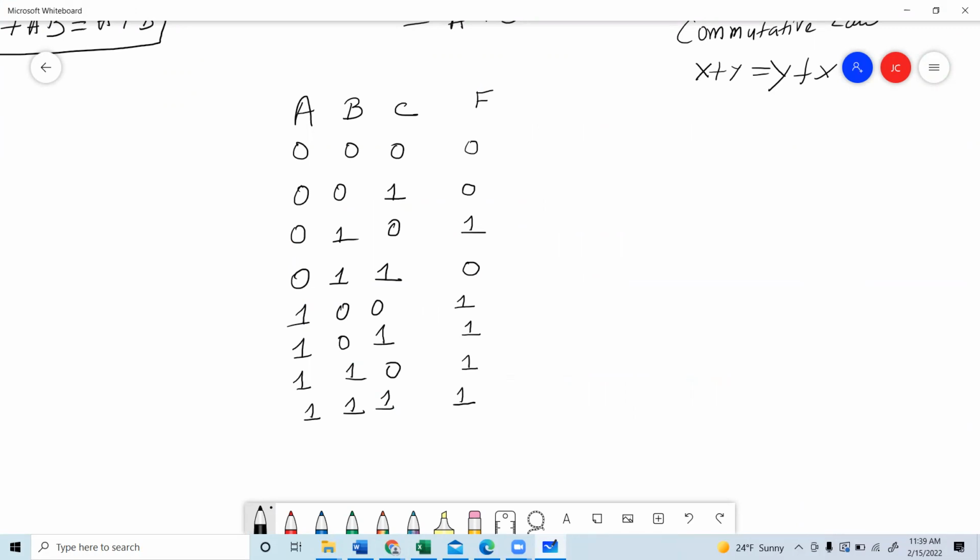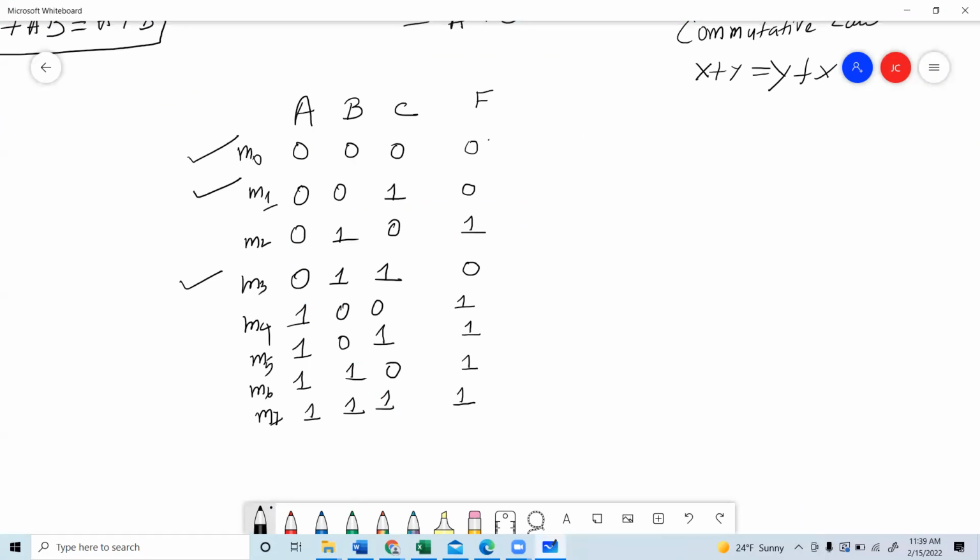Now these are the min terms: M0, M1, M3, M4, M5. These are called min terms. M means min term here, right? So what I'm going to do is see for which the output is 0. For M0, the output is 0. Is that right? For M1, the output is 0. And for M3, the output is 0.